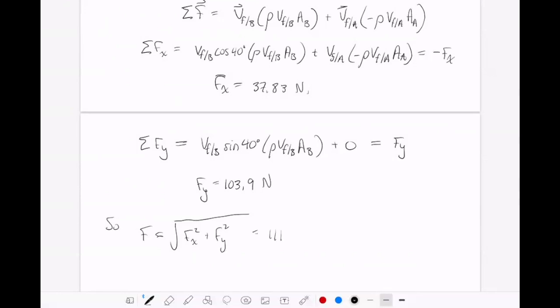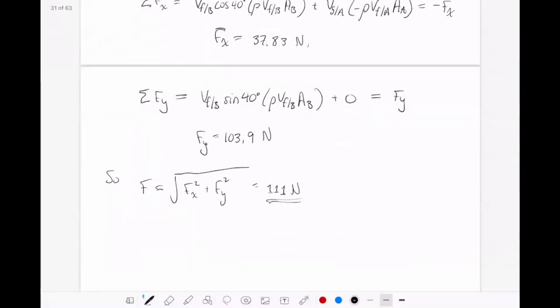is equal to 111 newtons. It's weird writing 111, it looks like binary. So this is the force acting on fluid. The dynamic force acts in the opposite direction.